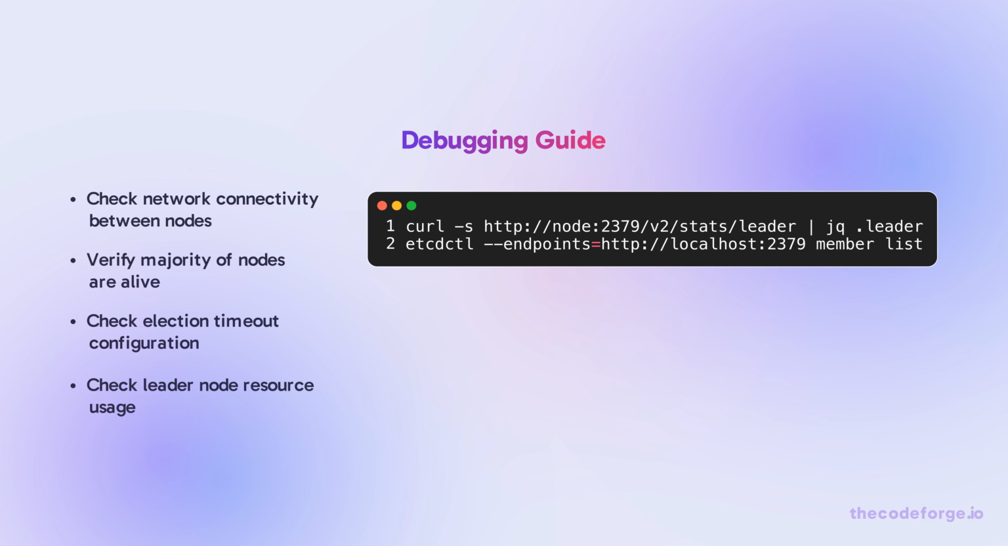When things go wrong, start with network checks. Use curl to see the current leader in etcd. Use etcdctl member list to verify cluster membership. Check resource usage on the leader node. Increase election timeout if the leader is flapping.